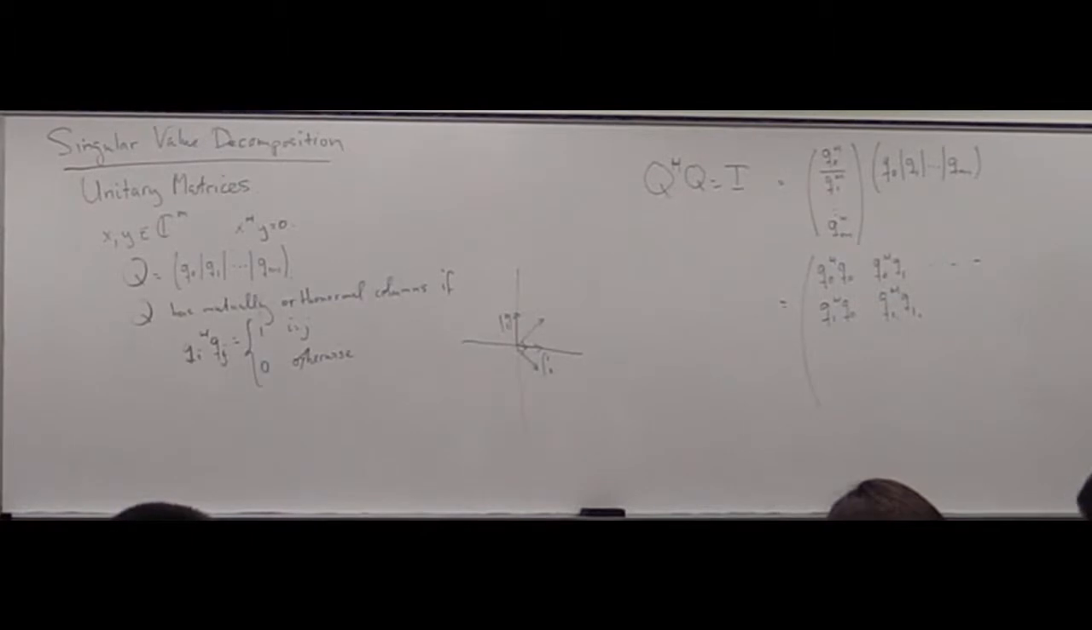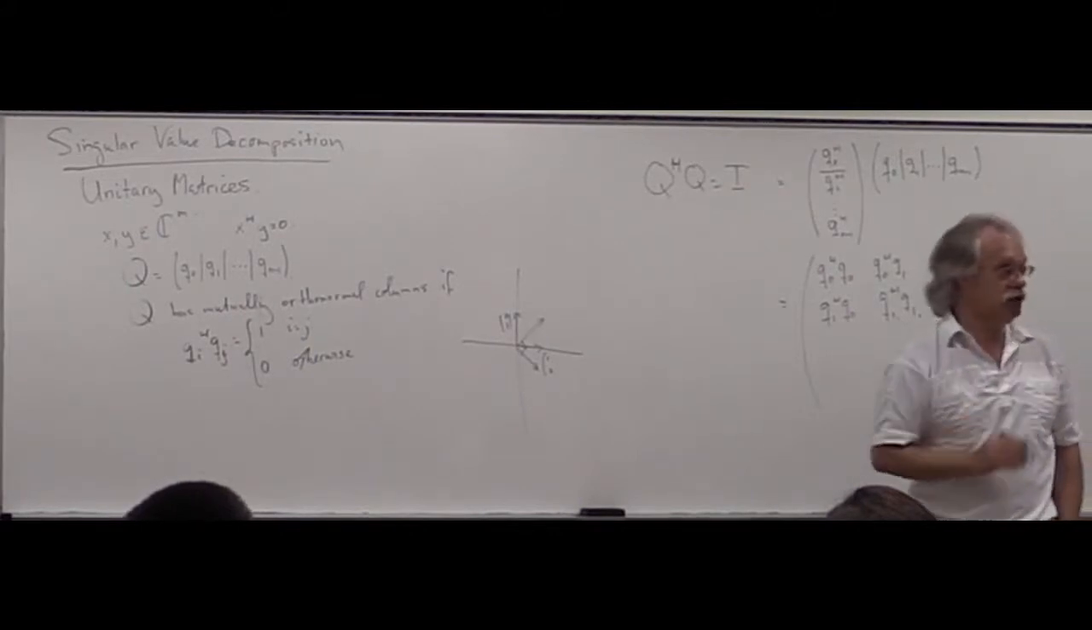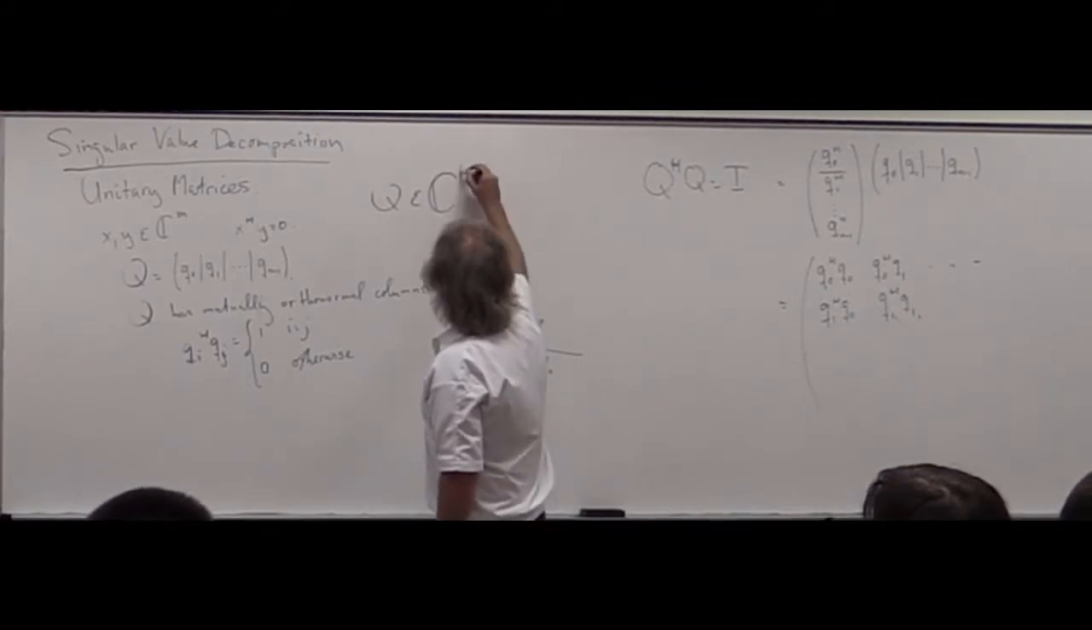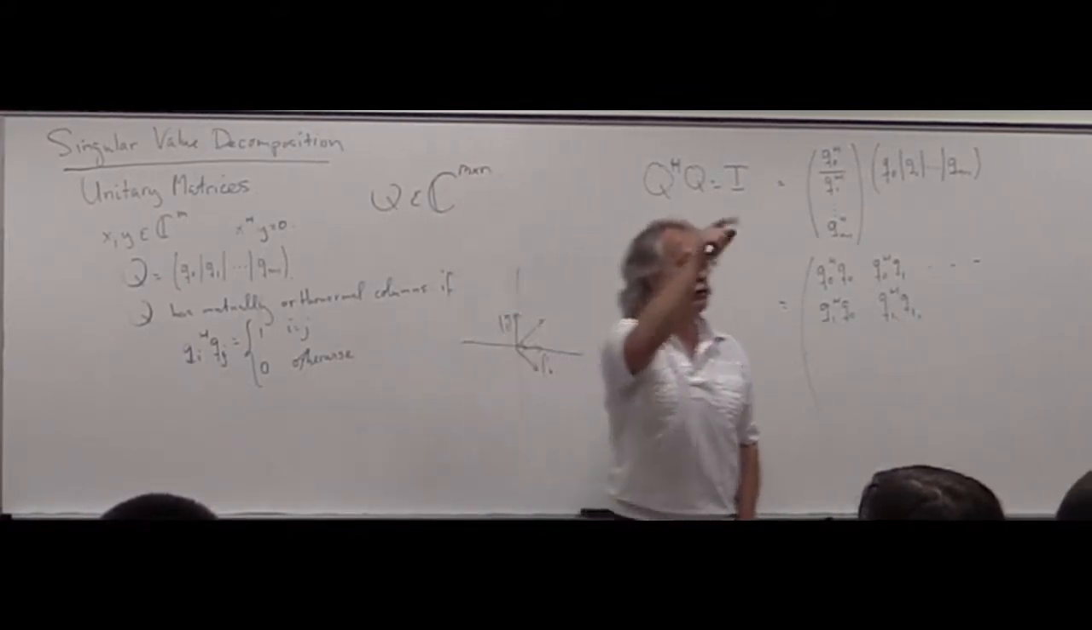So this is a very convenient way of stating that the matrix has mutually orthonormal columns. And again, anytime I see a matrix, the first thing I try is to think of the matrix in terms of its columns. Yes? Is Q m by n? Q, in this case, is actually m by n, so that's a good question. So in this case, I'm taking Q to be m by n.